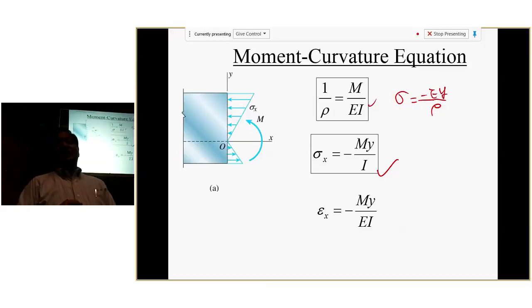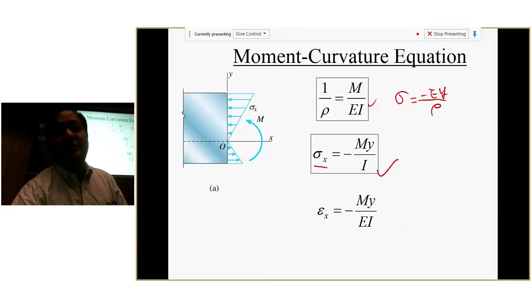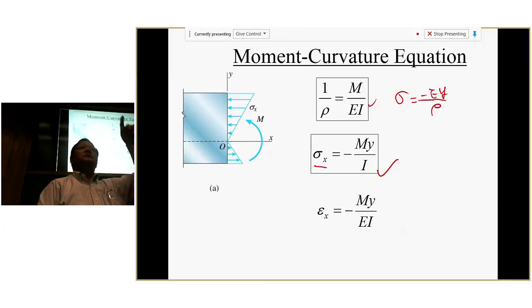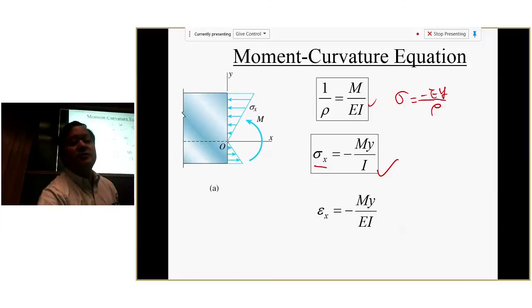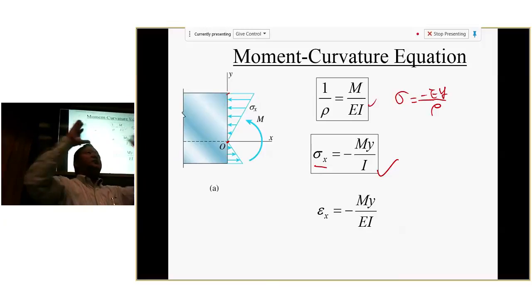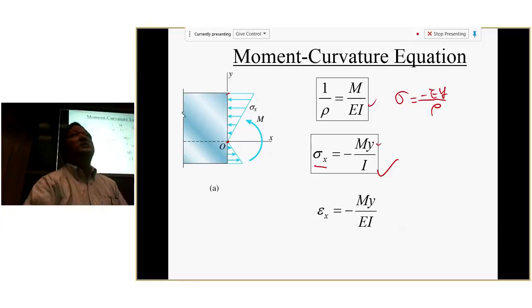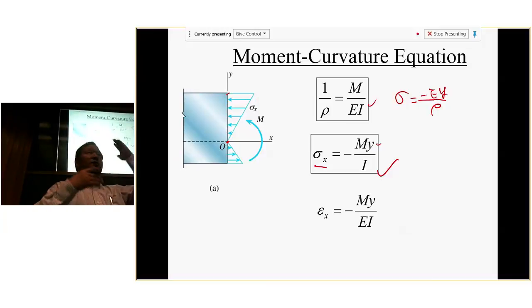Now how does the stress distribute when y changes? It's a linear distribution. When y is 0, that's the neutral axis, and the stress is 0. Where y is maximum, the stress is maximum. In the beam, one side must be in tension, stretched, and one side in compression, because one side y is positive and the other side y is negative. That's why stress must be positive on one side and negative on the other. When you add them together, it's actually 0, because the net axial force N is equal to 0.